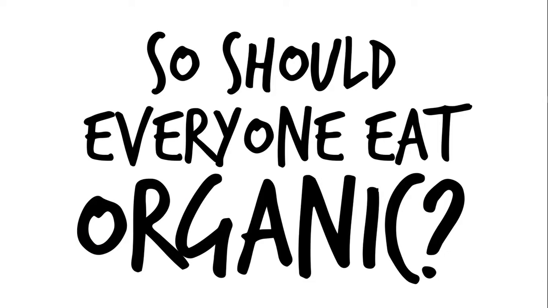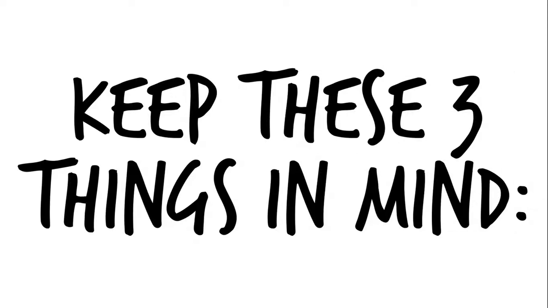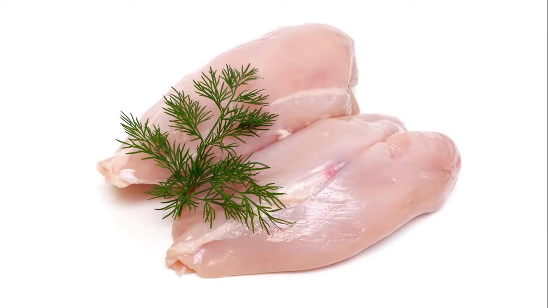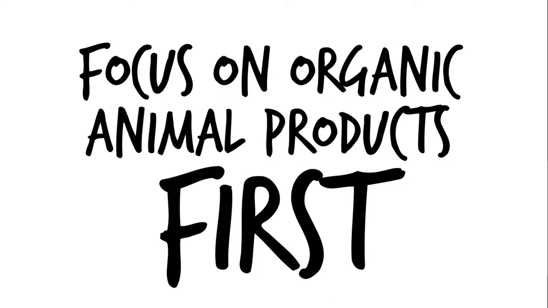So should everyone eat organic? It depends. Cost is an issue for many people, so if you're going to spend those hard-earned dollar bills buying organic, keep these three things in mind. Number one, it seems animal products are more important to buy organic than veggies. Because prolonged exposure to both antibiotics and hormones is clearly harmful to our health, focus on organic animal products first.